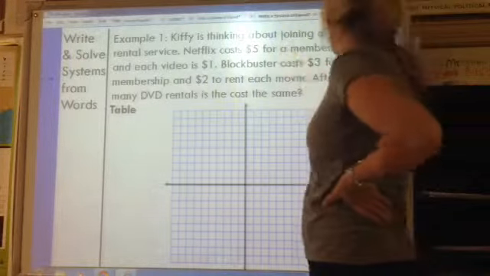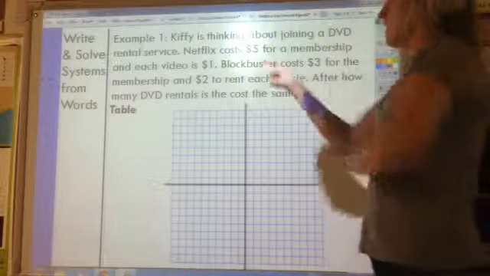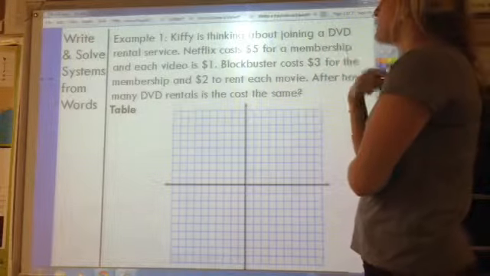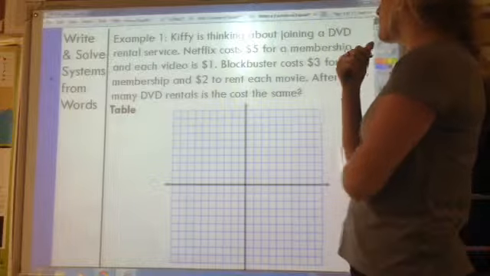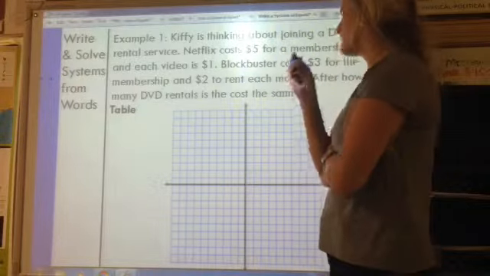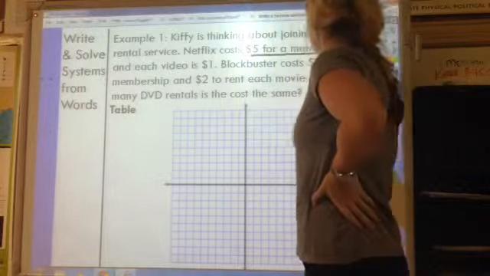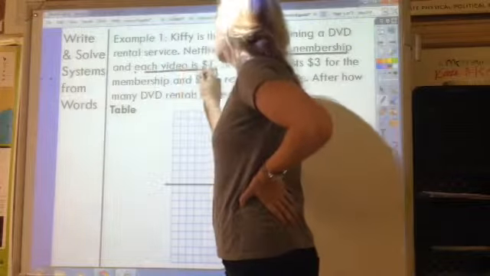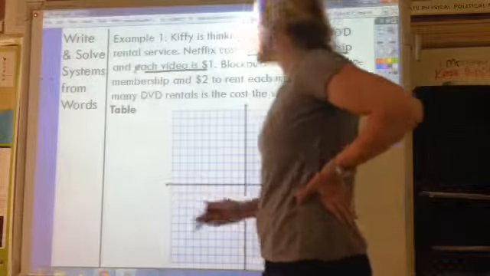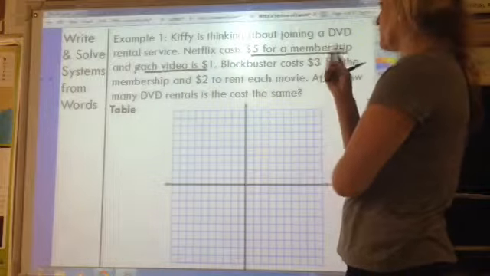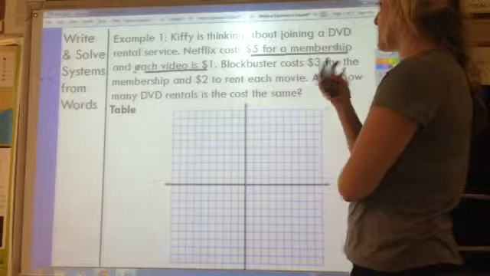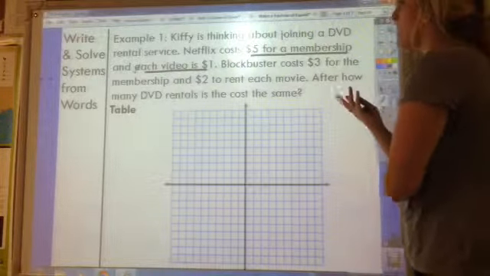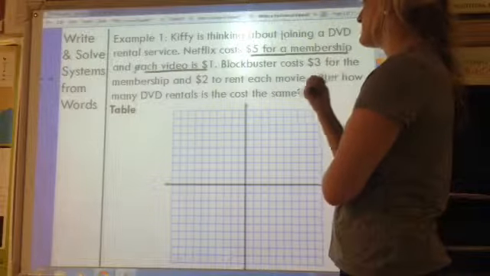Don't write this example. I'm going to read it to you. I'll tell you what to write. Kivy is thinking about joining a DVD rental service. Netflix costs $5 for a membership, and each video is $1. I'm going to go ahead and underline $5 for a membership, and each video is $1. Those are my key phrases there. Blockbuster costs $3 for the membership and $2 to rent each movie. After how many DVD rentals is the cost the same?